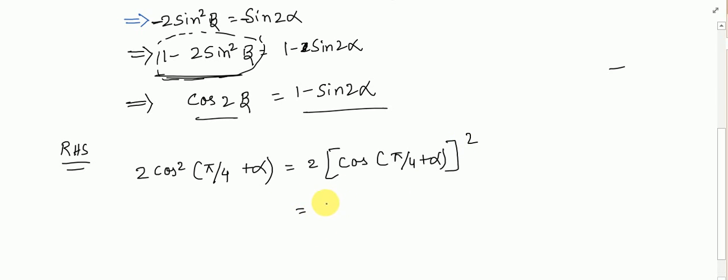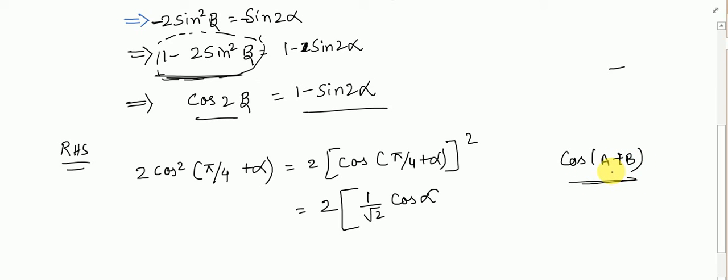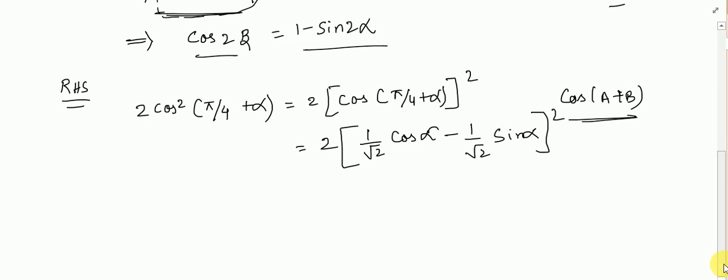Now after this I will write 1 by root 2 cos alpha. I am using the compound angle formula. I think everybody is conversant with the compound angle formula. Cos (A plus B). What is the formula, my friend? The formula is, do you remember? Cos A cos B minus sin A sin B. That is it. So again 1 by root 2 sin alpha whole square. So this is what I have right now.